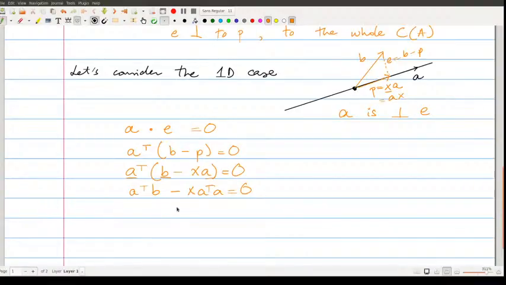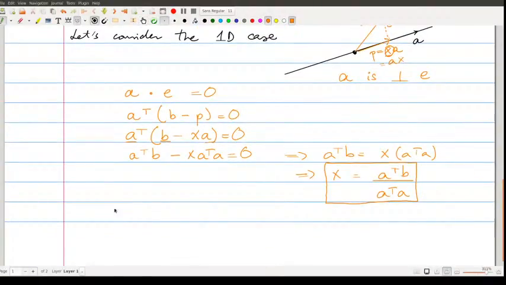And so we can rewrite this equation as follows. We can say a transpose b equals x a transpose a, which gives me x equals a transpose b over a transpose a. So that's really the solution in the 1D case, because we were looking for how much ax equals p. So this was really the solution that I was looking for. So that's easy in the one-dimensional case. How much do I need to scale this a by to give me this best projection vector?